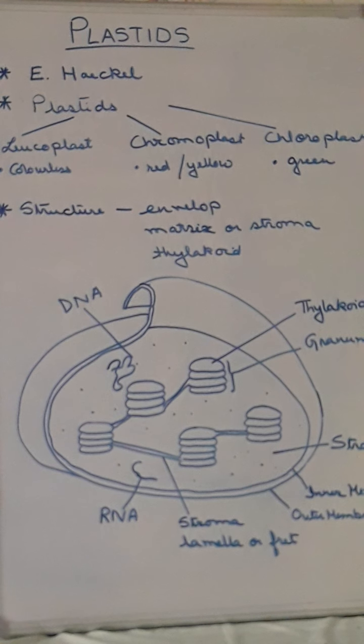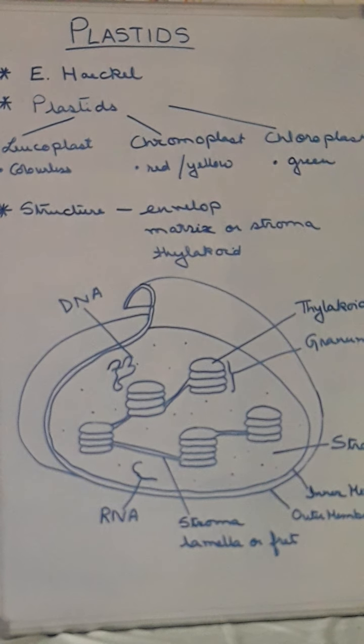Good morning everyone. So today let's discuss the next organelle, that is the plastid. Now, the plastid is a semi-autonomous organelle having a DNA and a double membrane envelope, which stores and synthesizes various types of organic compounds. This term was first introduced by E. Haeckel in the year 1866.